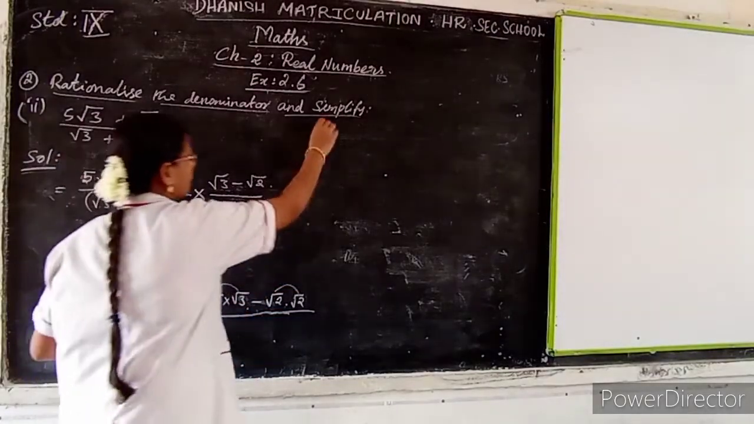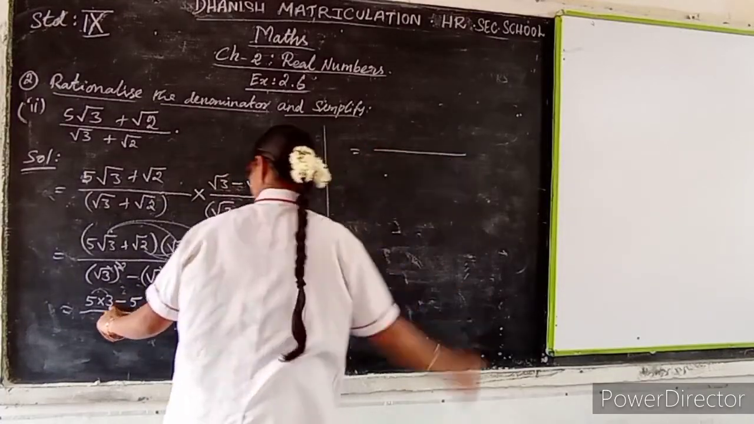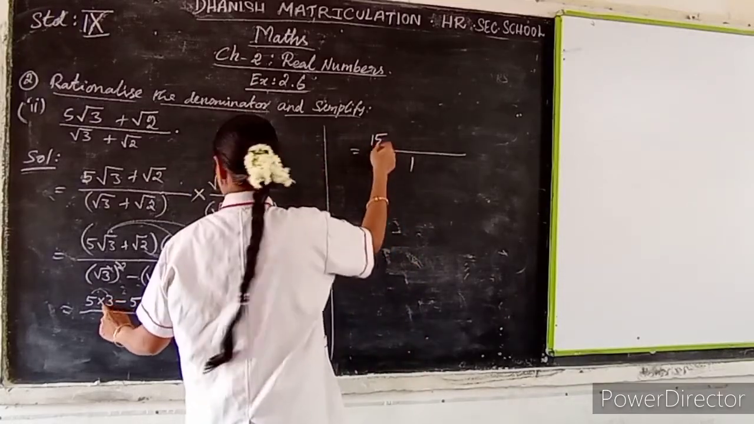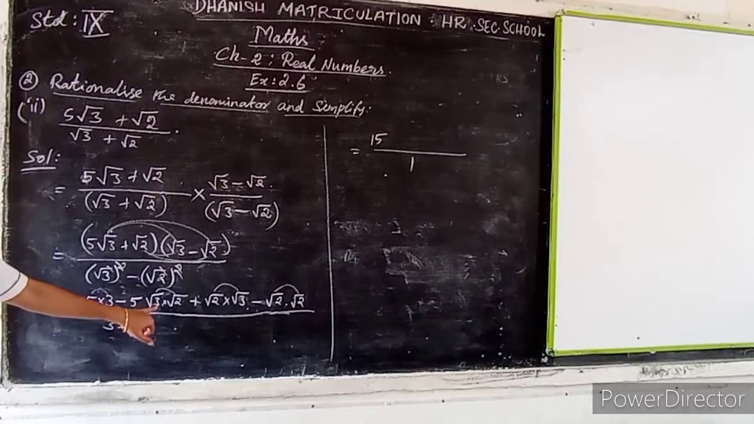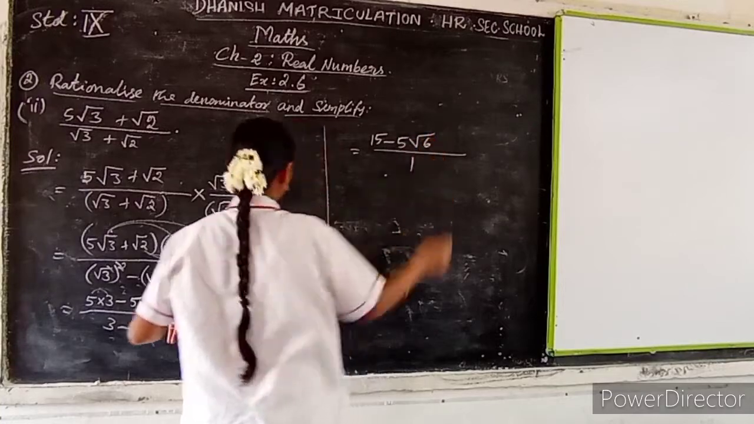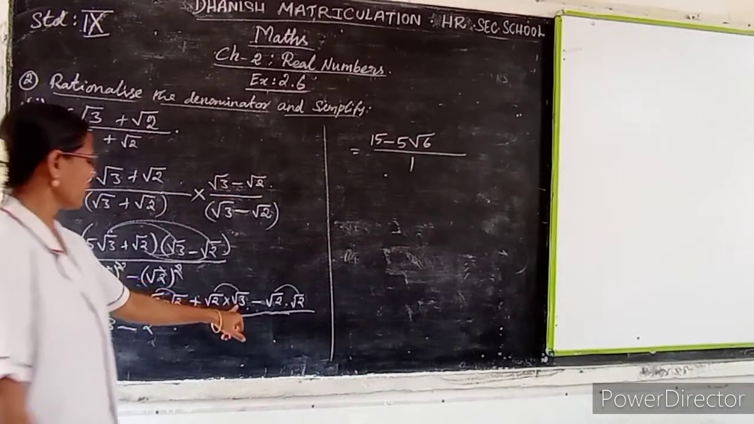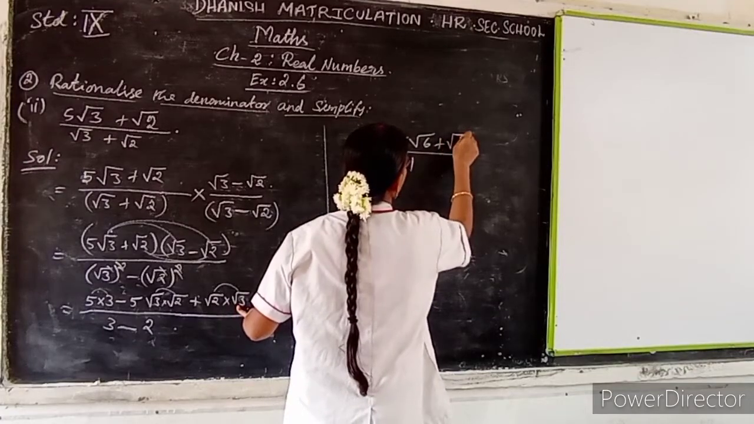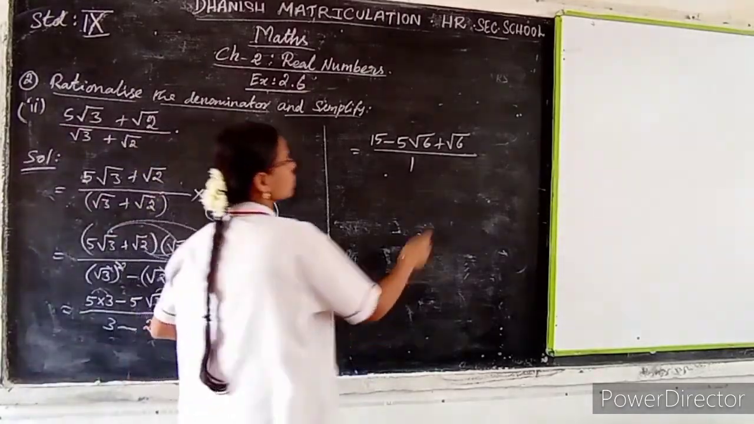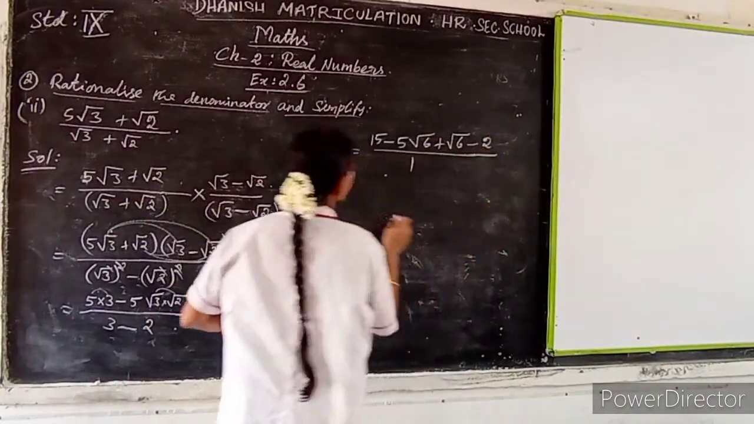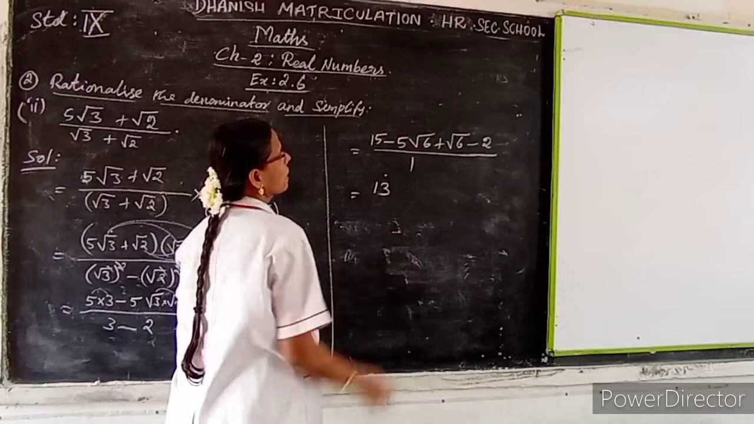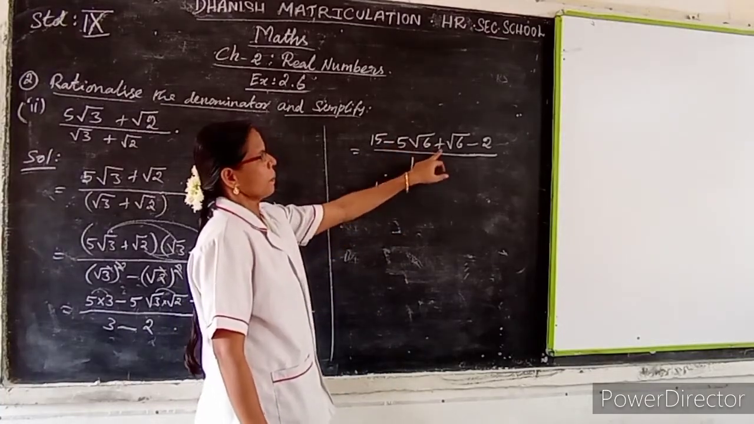5 3s are 15. Denominator is 3 minus 2, which is 1. So numerator is 5 3s are 15 minus 5 into root 3 into root 2, which is root 6. So minus 5 root 6, plus root 2 into root 3, root 6, plus root 6. Here root 2 into root 2 is 2, so minus 2. Now simplify 15 minus 2, so 13. Here minus 5 root 6 plus 1 root 6.